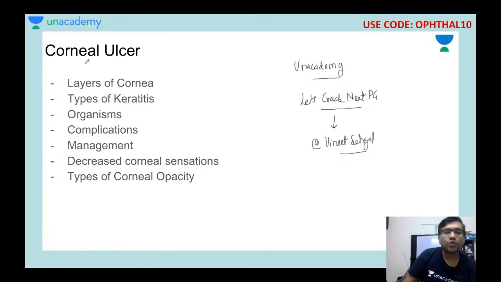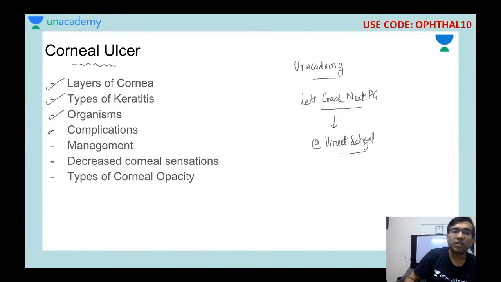Okay, so let's come to the corneal ulcer. Whenever you get a case of corneal ulcer, what are the questions they can ask? They can ask you about the corneal anatomy, the layers of cornea, and the types of keratitis: viral keratitis, bacterial keratitis, fungal keratitis. They would be asking about the various organisms which can cause the corneal ulcer. For example, let's say the patient is having a pseudomonas infection, what can be the presentation there? Or the patient is having an acanthamoeba keratitis, what can be the presentation there?